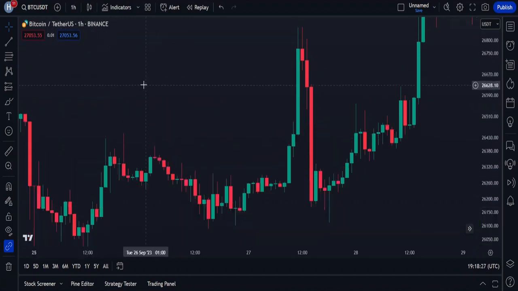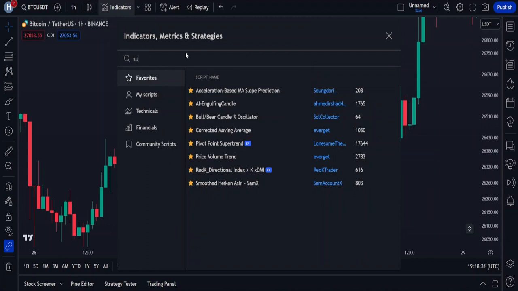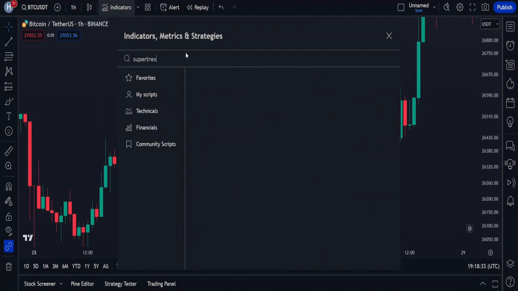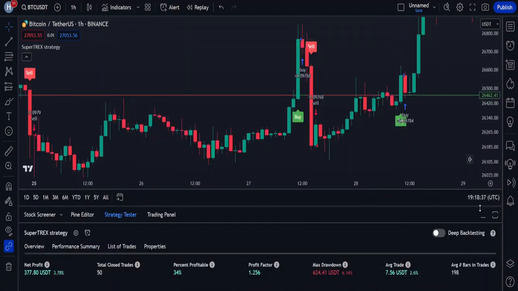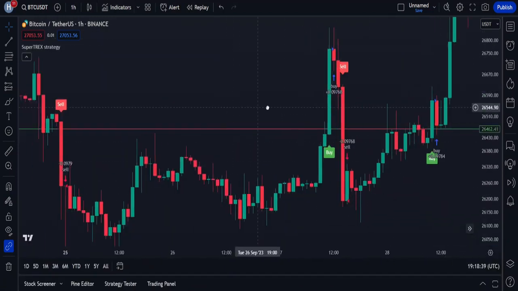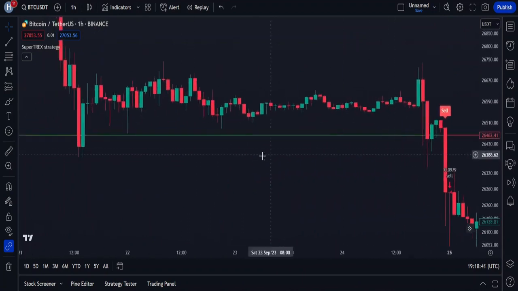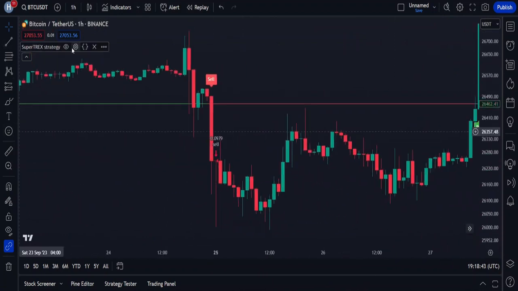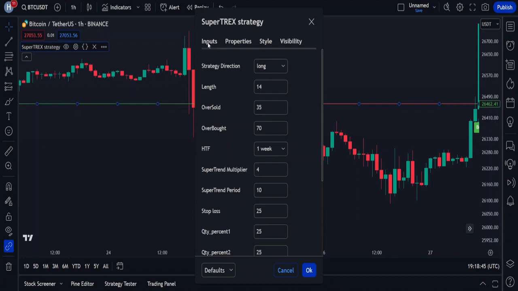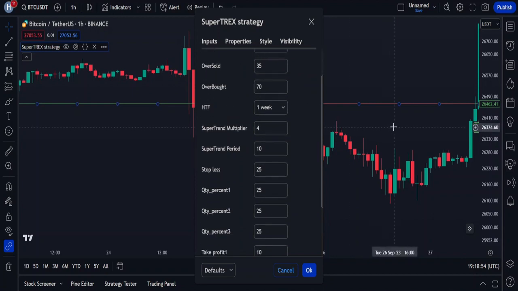So first of all, let's add the first indicator to the chart. So we will open the Indicators tab and search for SuperTrex strategy, and then apply this indicator to the chart. This buy and sell indicator gives pretty accurate signals, but we will modify its settings to make it more accurate. So we will open the settings for this indicator, and in the Inputs tab, we're going to change the strategy direction option from long to all. Now this indicator would show us both buy and sell signals alongside their targets.